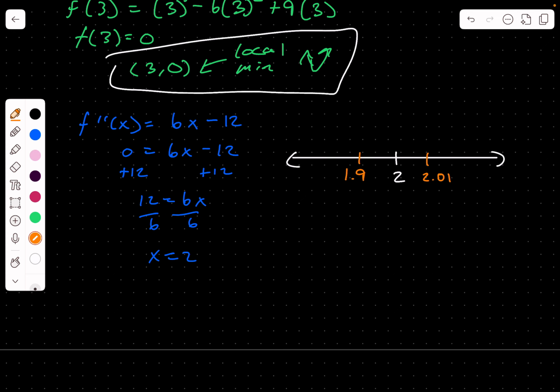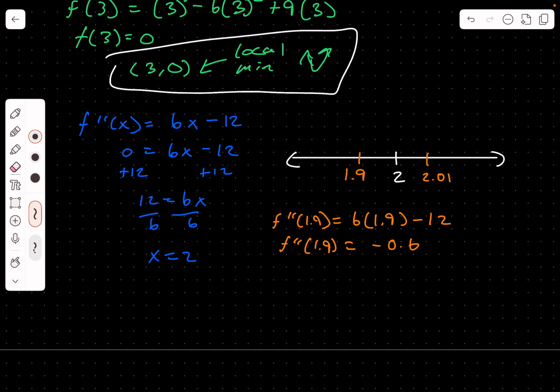When we plug these into our second derivative, let's see what we get. We get f double prime of 1.9 equals 6 times 1.9 minus 12. When we plug this into a calculator, it spits out a negative 0.6. We don't care to round, it doesn't really matter. All we care is if it's negative or positive. And we can see that this is a negative 0.6. Therefore, this side we have a negative. We can do our little dots if you'd like.